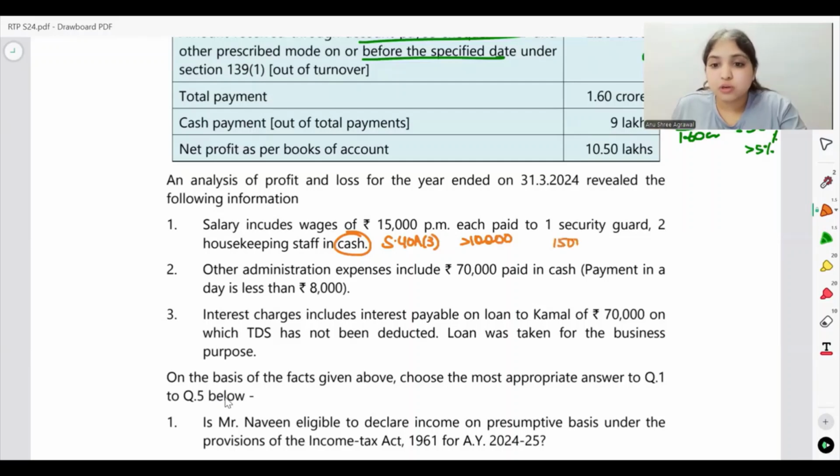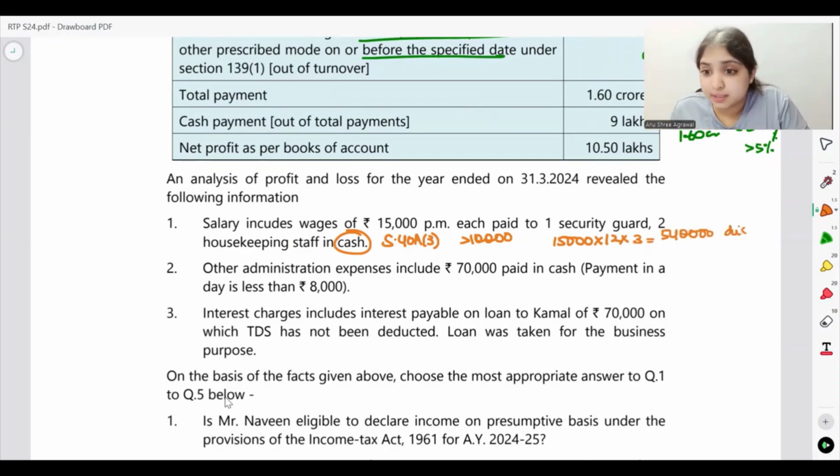So what's going to be the total 40A(3) disallowance? 15,000 into 12. And we're paying this to how many people? One security guard and two housekeeping staff. So totally to 3 people. So total disallowance is going to be 5,40,000. Right, guys? Because more than 10,000 we've made the payment in non-specified mode. So this is going to be disallowed.